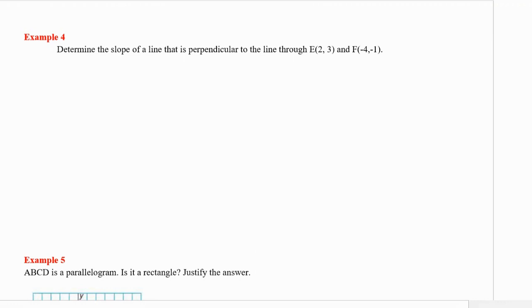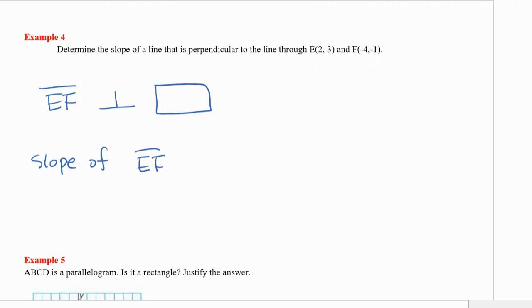Example 4. Determine the slope of a line that is perpendicular to the line through this. So we have a line, EF, and we have to find the line that is perpendicular to EF. To do that, first step, we have to find the slope of EF. So slope formula, y2 minus y1 over x2 minus x1. So this is x1, y1, x2, y2.